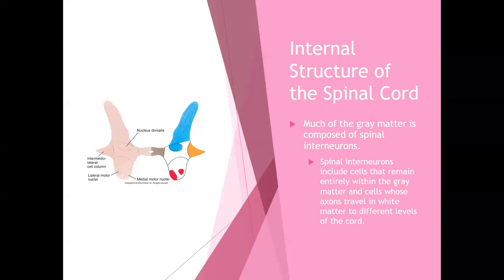So, a lot of the gray matter is composed of spinal interneurons. So those include the cells that are entirely within the gray matter. So their axons travel super short distances, or some of them, the axons travel in the white matter to different levels of the cord. So you might have a tiny little spinal interneuron that just stays at its own level, or you might have one that takes information from one level to another. So interneurons, they're the worker bees of the nervous system. Well, them and the microglia, but they are hanging out in that gray matter and doing a lot of stuff.